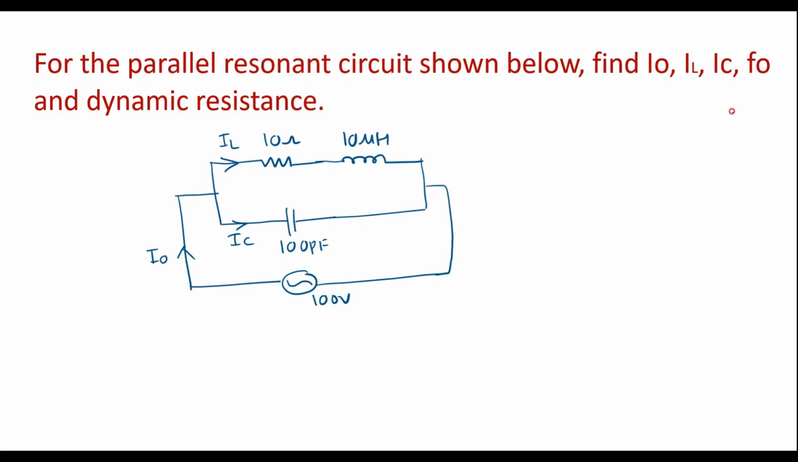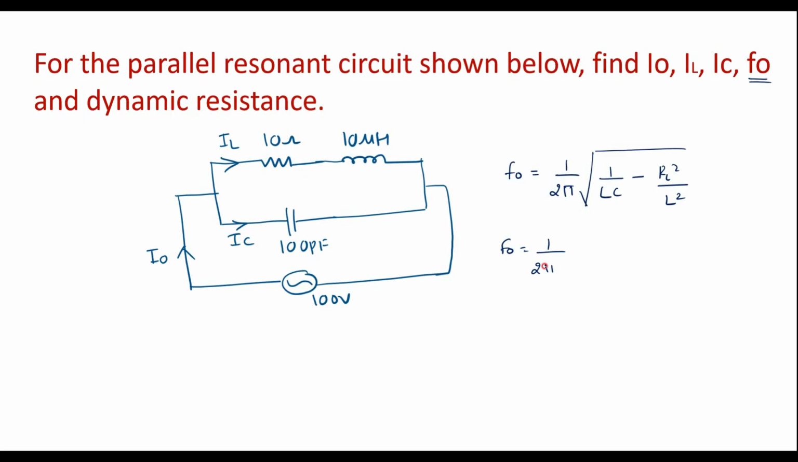So here, first let me calculate the resonant frequency, that is F0. This is the tank circuit of a parallel resonant circuit. The resonant frequency for a tank circuit is given by the formula 1 over 2 pi under root 1 upon LC minus RL square by L square. This is the formula. In this case, L value is 10 microhenry, C is 100 picofarad, and RL is 10. Let me substitute the values.